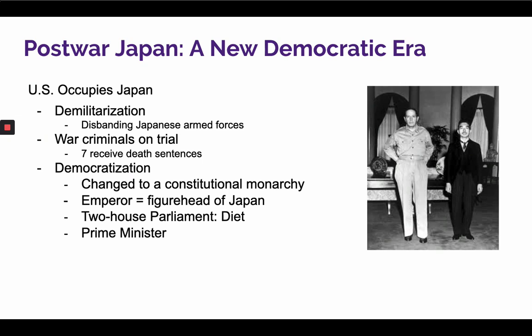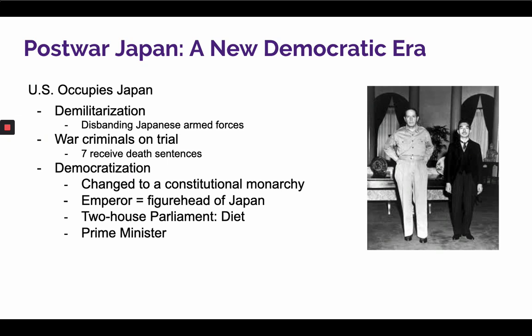Also, just like in Germany, many of the Japanese war criminals were put on trial for crimes against humanity and for waging war. And so 7 of these, and they were mostly military leaders of Japan, would receive death sentences. There were 25 of them total that were put on trial. So 7 of them received death sentences, and then the rest, for the most part, would basically get life sentences in prison.